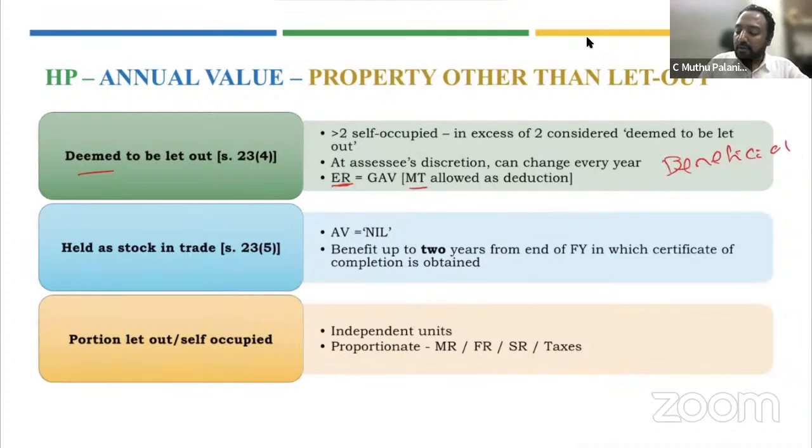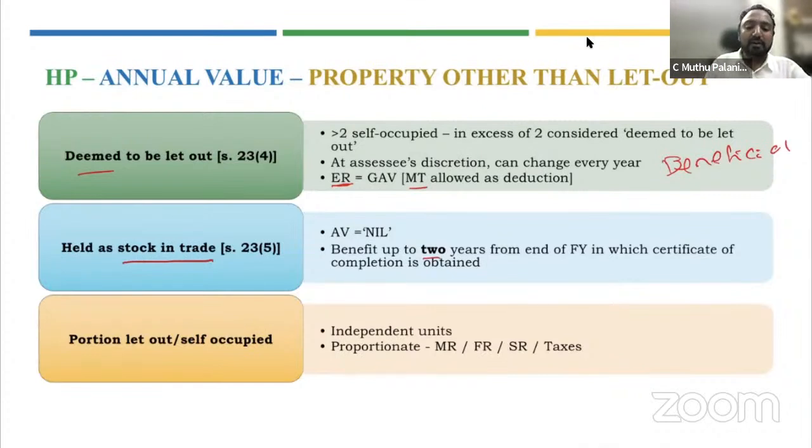And what if a particular property is held as stock in trade? Usually the annual value will be nil, the gross annual value will be nil, but it is not for eternity, it is only for 2 years. So for the first 2 years, it can be treated so, counted from the completion certificate. For example, I am into the real estate business. I've built a residence house. I'm not able to sell. For the first 2 years, I will treat that as nil. So it's like self-occupied property. But after the 2 years, from the 3rd year, I have to calculate gross annual value.